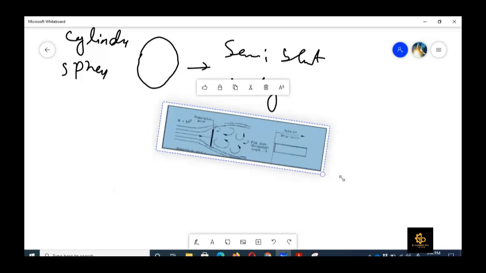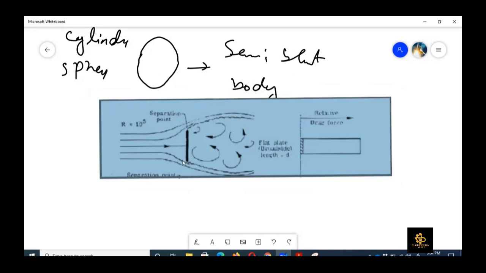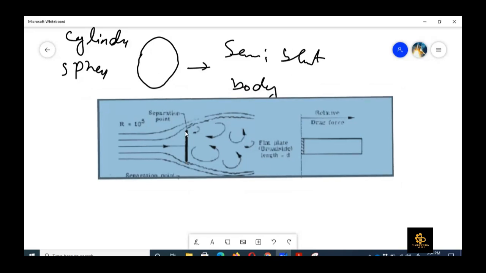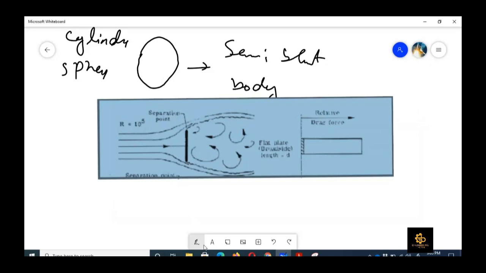Okay, so what is this? Basically, this is the flow around a flat plate which is placed perpendicular to the flow. So this is the plate, and the flow is coming from this side.